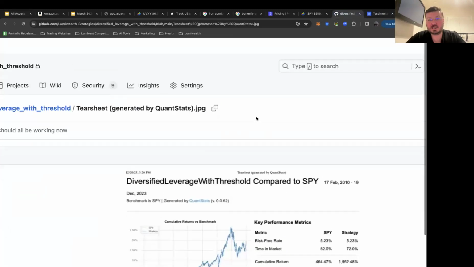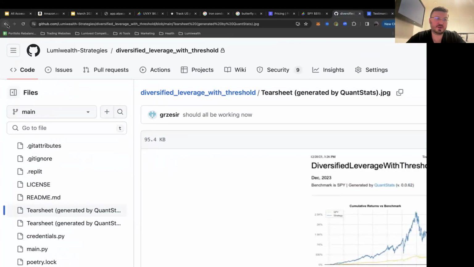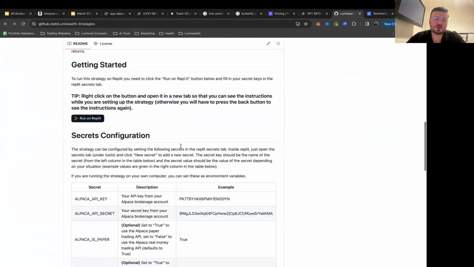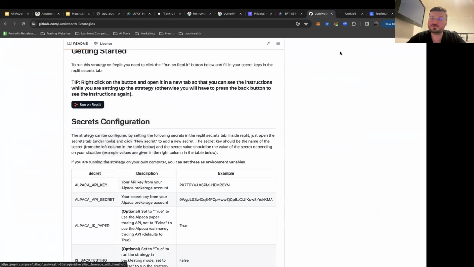Let me show you how easy it is to run a trading bot. It is very, very simple. Here's our diversified leverage bot. To run this strategy, I click this button.